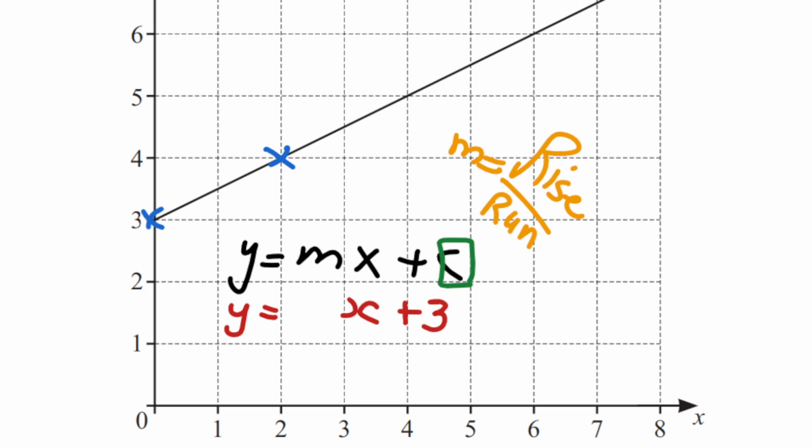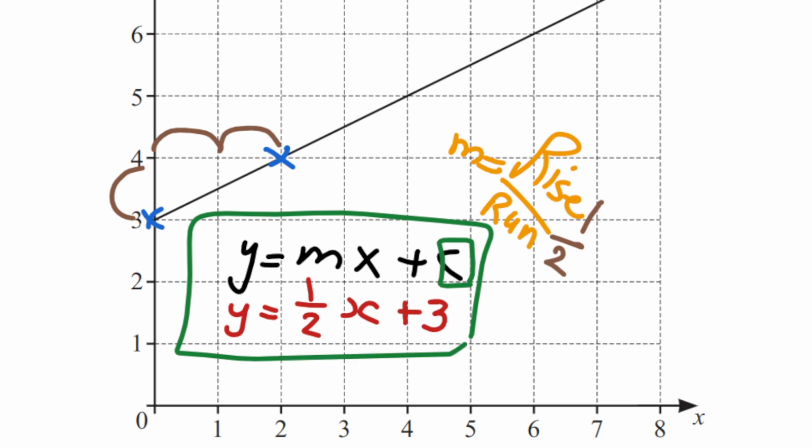So from this point to this point, how many steps do we rise? We rise 1. So the rise is 1. How many steps do we run? We run 1, 2. So the slope m is 1 over 2. And then your equation is just 1 over 2 x plus 3. And that's your 2 marks for this part of the question. Now let's look at the second part.